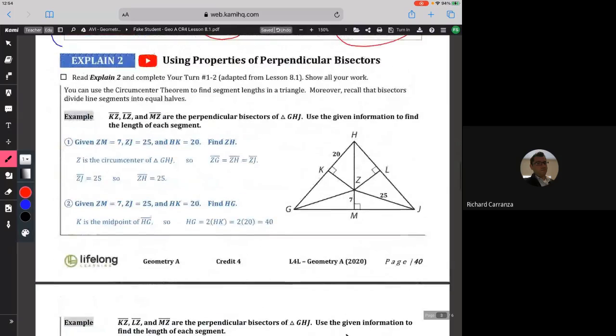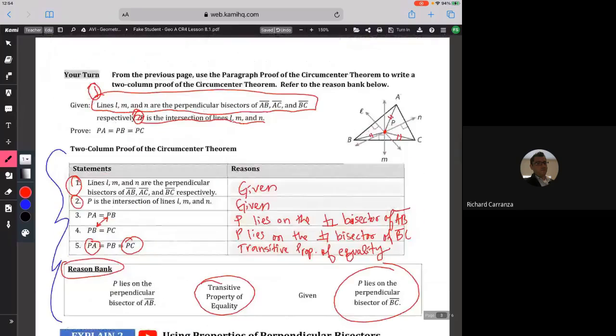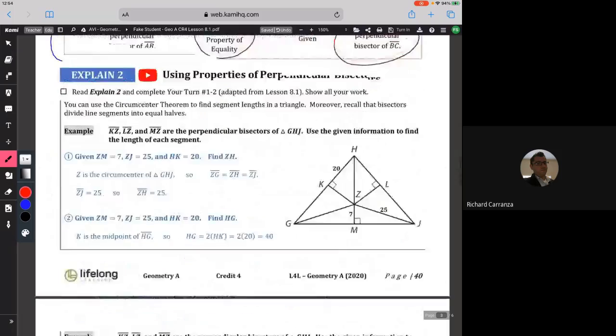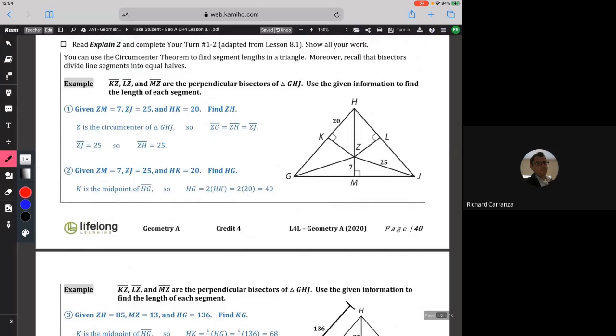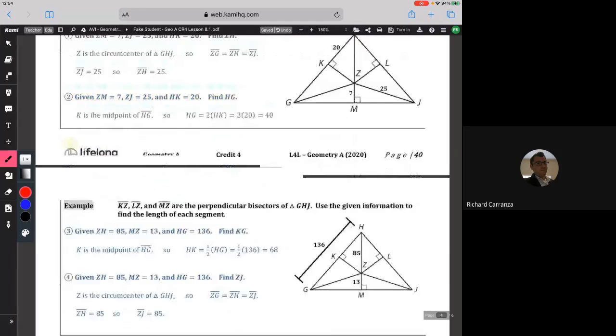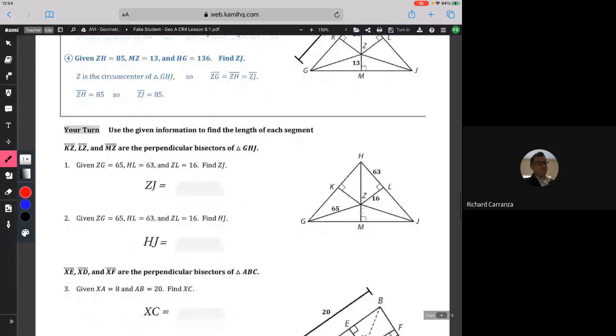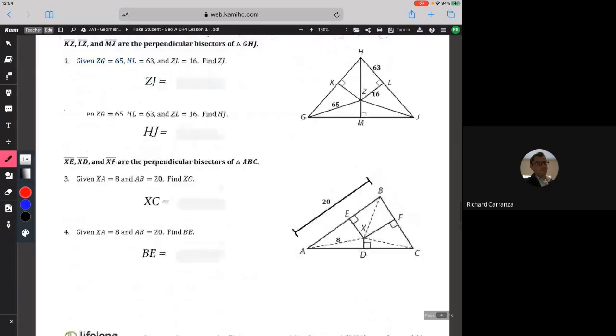In here, they show you how to use that theorem in a couple math problems. So again, you don't have to really worry about the two-column proof because you're not going to get tested on that. But you are going to get tested on how to use the theorem. So they show you a couple of examples here. We're going to go straight to our problems, which is problem number 1 on page 41.